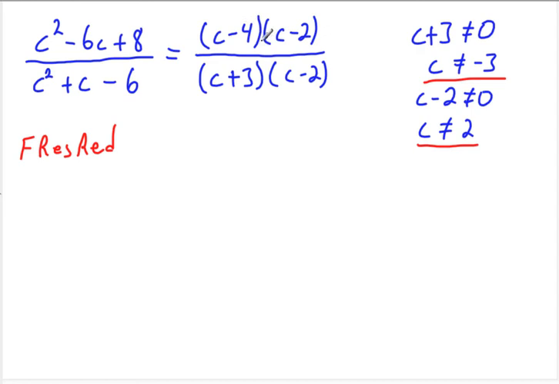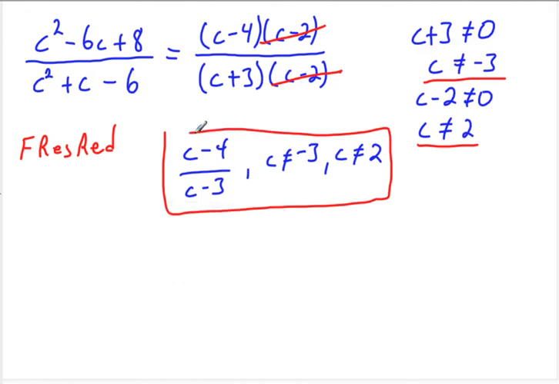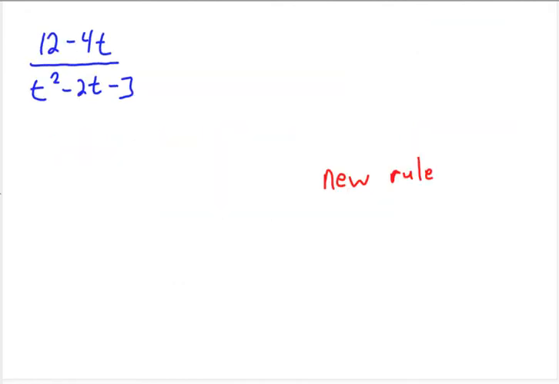Now I can do my reduction, because that's the last part, reduction. C minus 2 and c minus 2 are factors. So my final answer is c minus 4 over c plus 3, comma, c cannot equal negative 3, and c cannot equal 2. So here's my final answer. Alright, let's go for another.